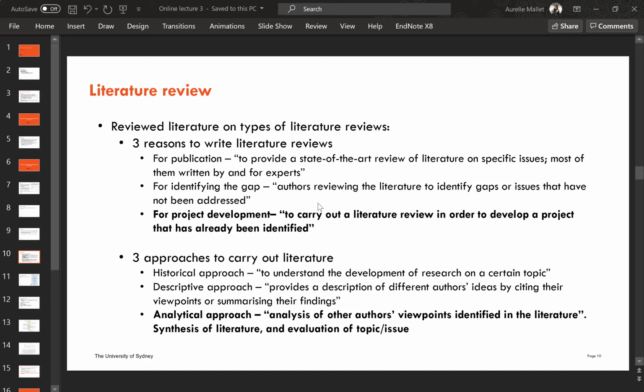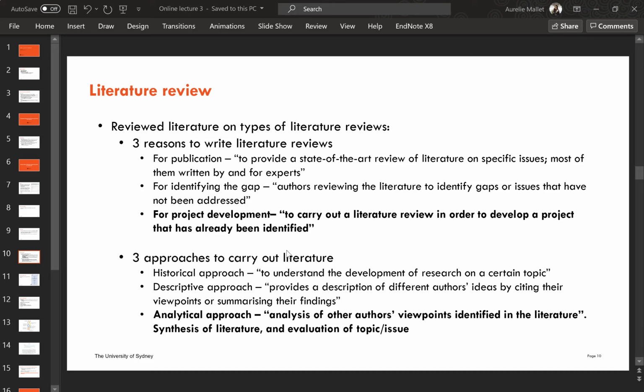A second reason to write a literature review was to identify the gap in the literature. So this is something that you might be familiar with. If you've ever had to write a research report or carry out some kind of research, when you are writing the literature review, one of the things that you'll have to do is identify the gap in the literature. So what is missing in the literature that hasn't been addressed, that needs to be addressed.